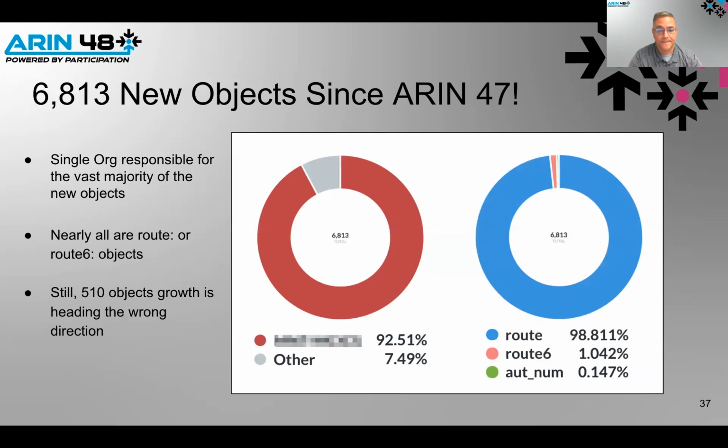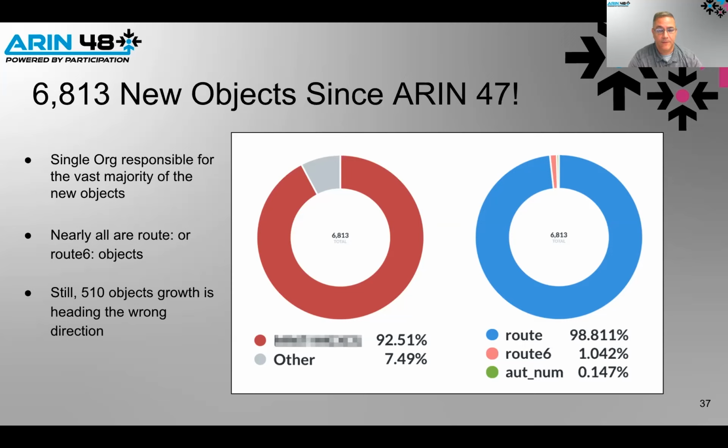Next slide, please. Since ARIN 47, 6,000 new objects have been created. That's 6,000 out of 62,000 objects. Now, the fact is one organization is responsible for 92.5% of those objects. And of the ones created, almost 99% of them are route objects.